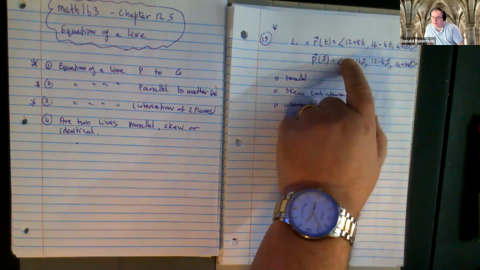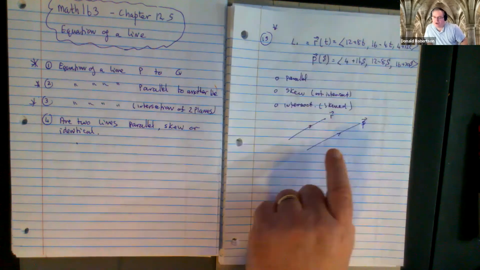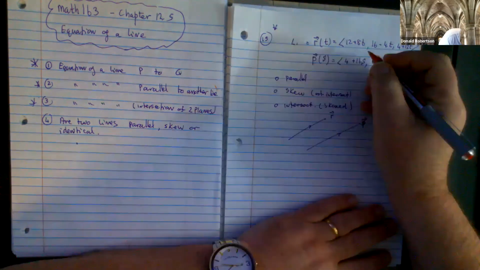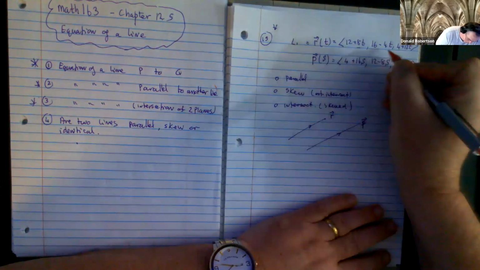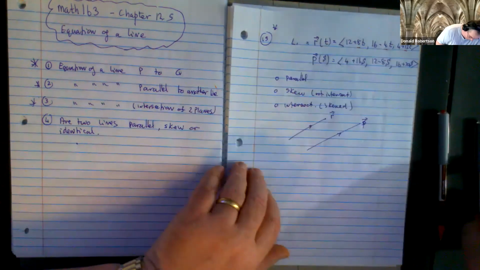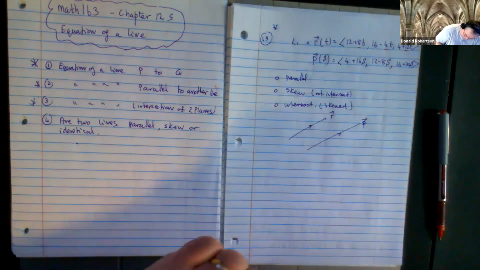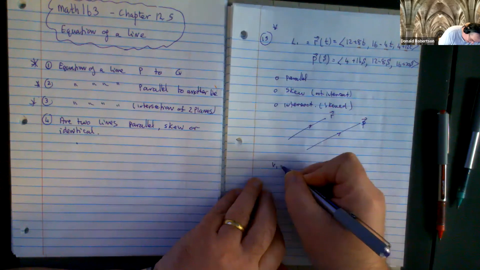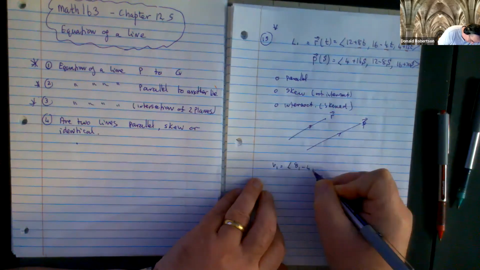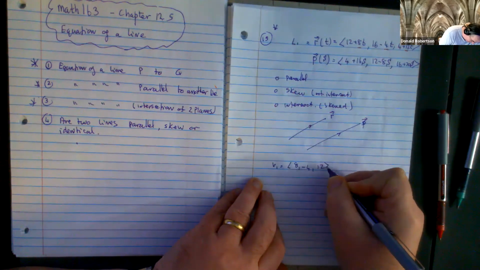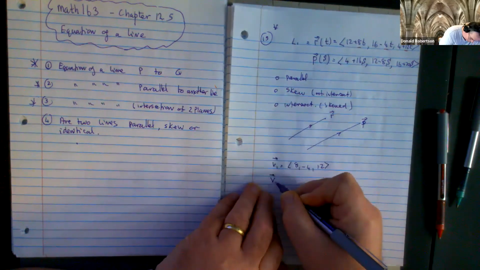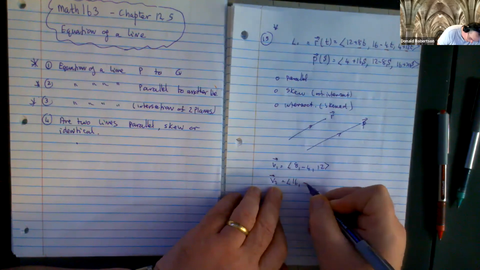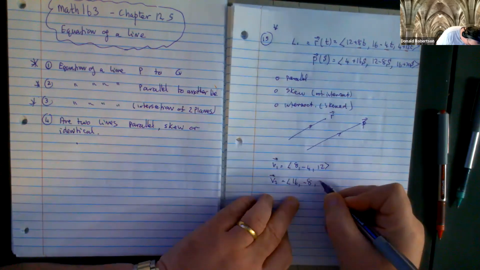And similar kind of information here. So how am I going to tell if it's parallel? I am going to focus on the direction vectors. So the first direction vector, I'll call it V1, is 8, negative 4, 12. The other direction vector, this guy here, is 16, negative 8, and 20.